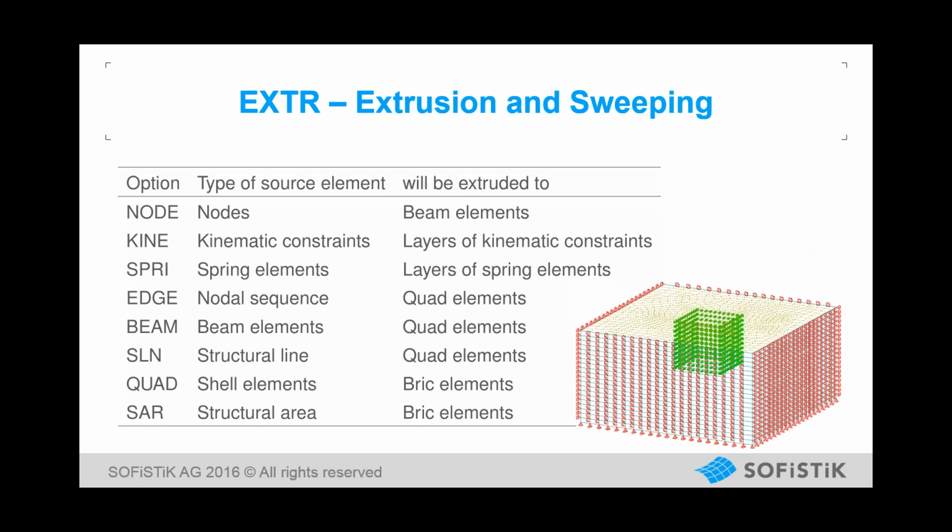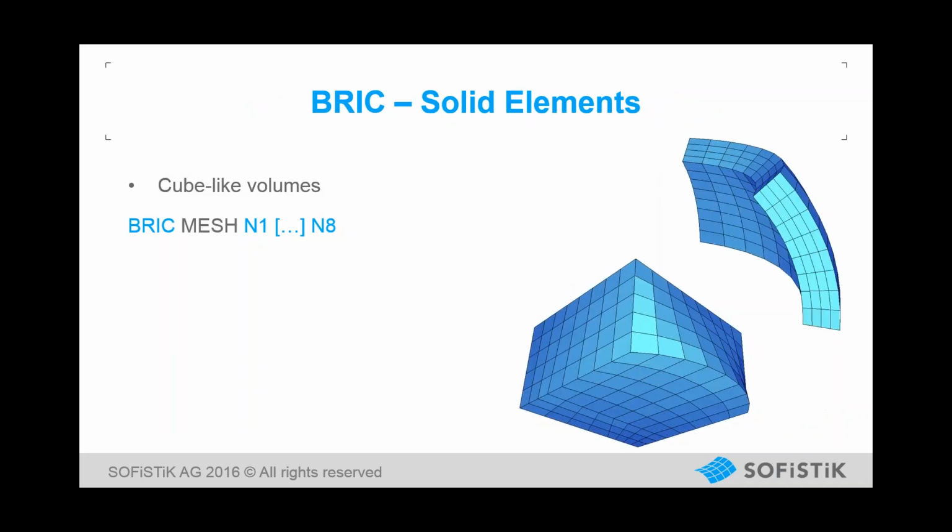In a similar manner, we have included a dedicated extrusion command in SOFiSTiK 2016, which can also generate elements of a higher order. We can select some source elements and define an extrusion direction or an extrusion path along an edge or a structural line, and generate elements of a higher dimension, or even generate layers of spring elements or support conditions.